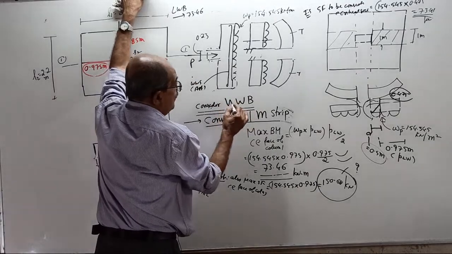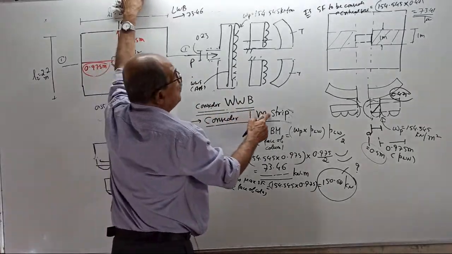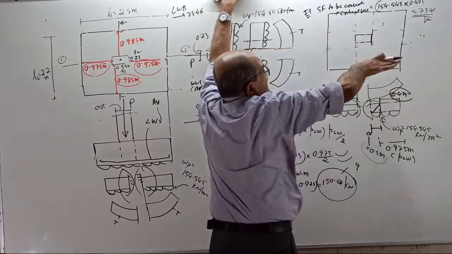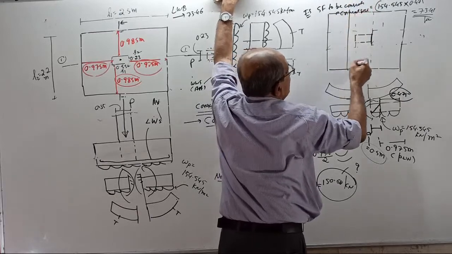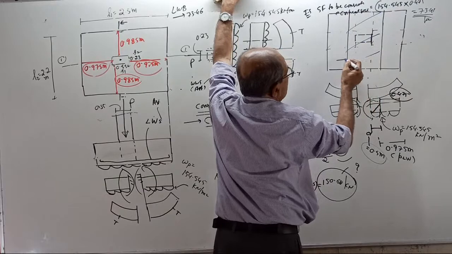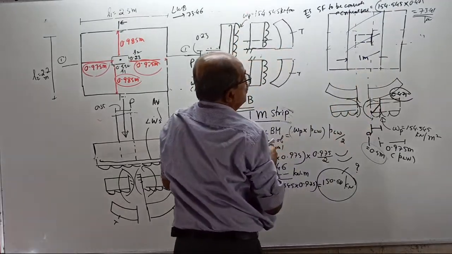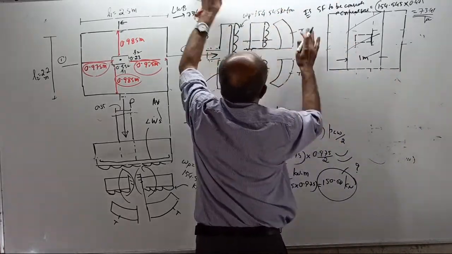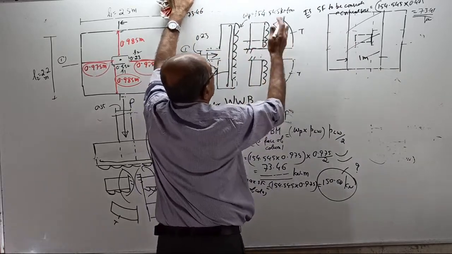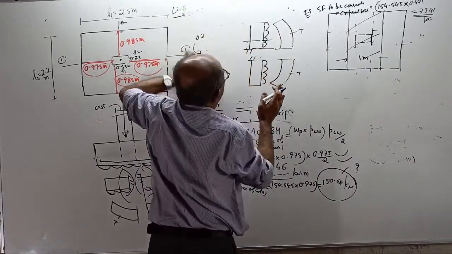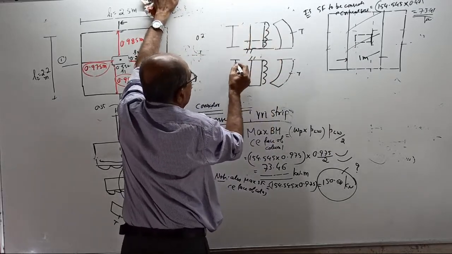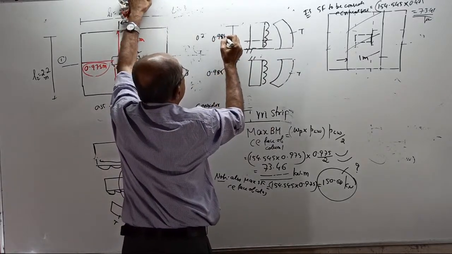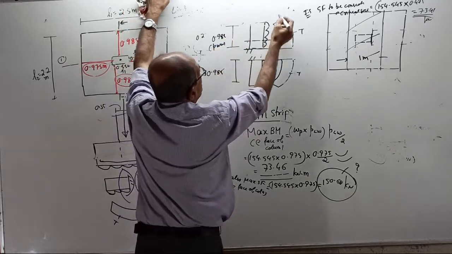Consider widthwise bending. Once again, consider a 1 meter strip. I will show you where the 1 meter strip is. See, widthwise bending is like this, so your strip will come like this here. This is your 1 meter strip. Now, when you consider the cantilever, one cantilever this side and one cantilever this side, both the projections are 0.985. You can take it as the projection widthwise. The pressure is the same. How much?